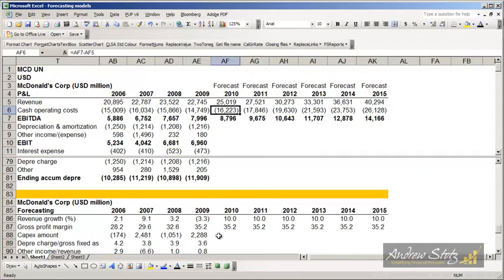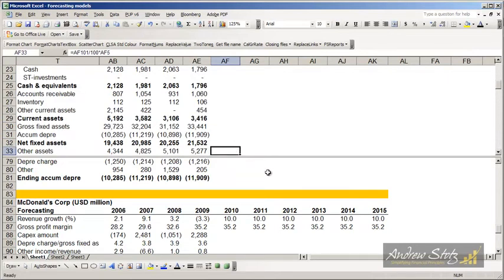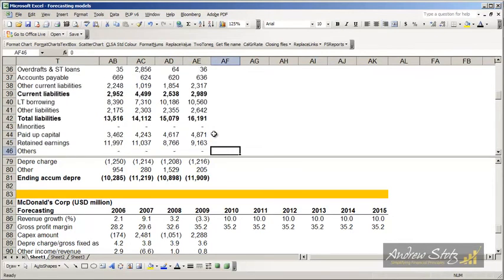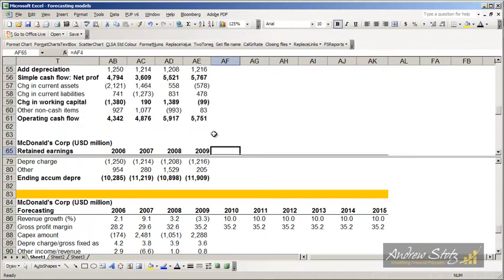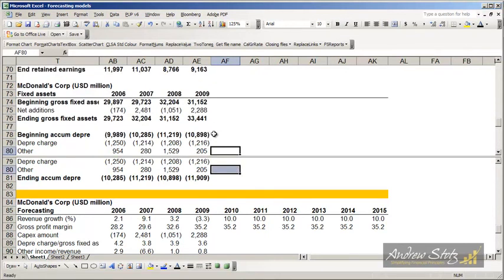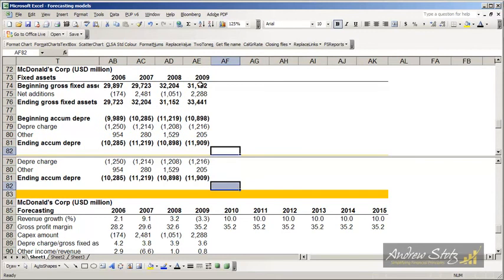The next issue we're going to have to face is the issue of depreciation. Now depreciation is complex. We've got to go down and look at our fixed assets in the balance sheet and see that the depreciation we're going to get in the profit and loss is really the change in the accumulated depreciation item in the balance sheet. So now I'm going to build a section here for fixed assets, and here we have it. Basically, I have the beginning gross fixed assets, which is the amount that McDonald's paid for the assets, the historical cost.